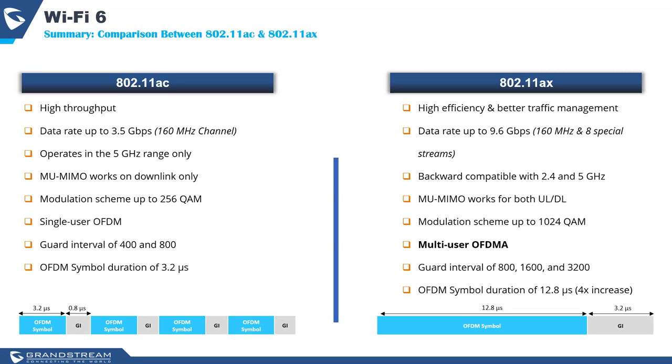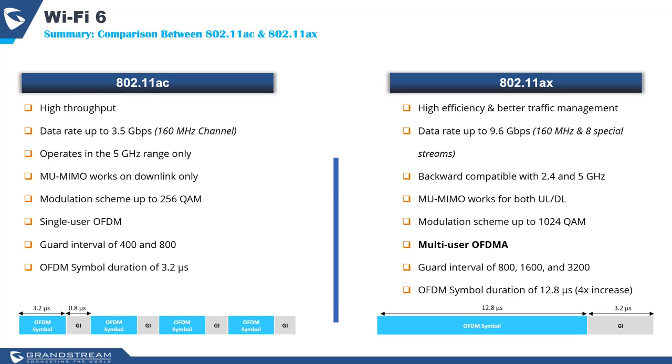So this slide summarizes the main differences between Wi-Fi 6 and Wi-Fi 5, which is 802.11ac. The main focus, as I mentioned, of 802.11ac was high throughput. However, with all the shortcomings in the standard, it was never able to achieve the advertised data rate. Even if it advertises a data rate of up to 3.5 gigabits, this is very hard to achieve even with a wide channel of 160 megahertz.